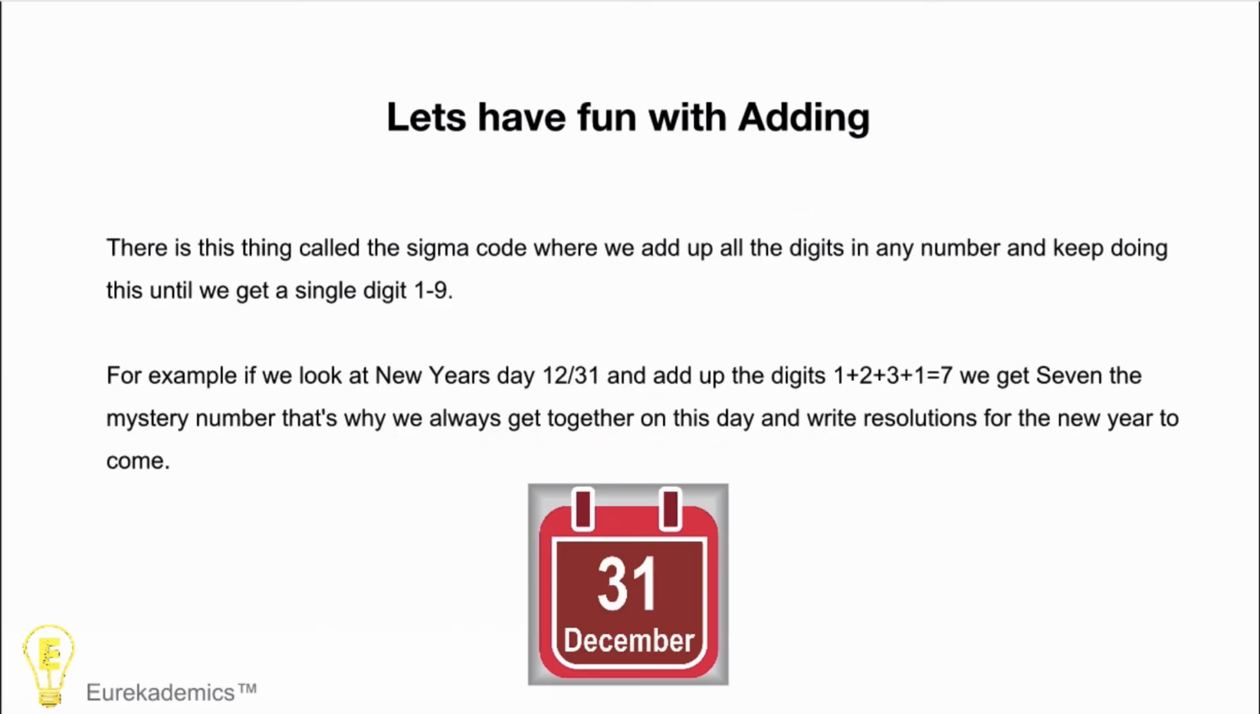Now let's have a little bit of fun with adding. There's a thing called a sigma code. It's where we add up all the digits in any number and keep doing this until we get a single digit, like 1 through 9. For example, if we look at the New Year's date, 12/31, and we add up the digits, 1 plus 2, and 3 plus 1, we'll get 7.